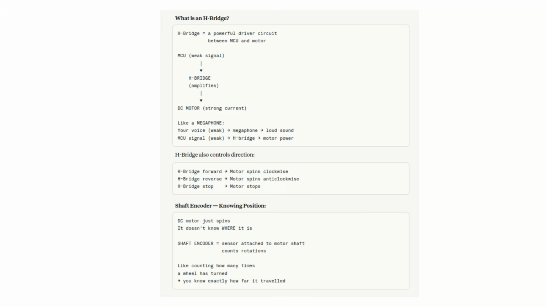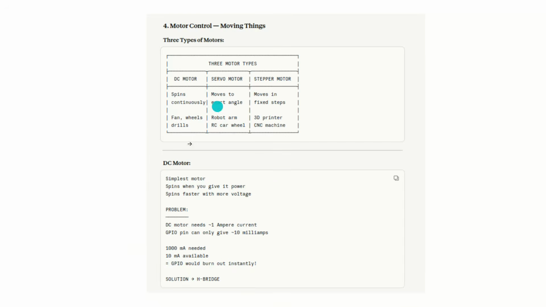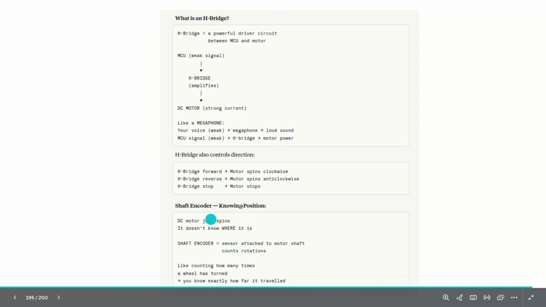Now the H-bridge can also be used to control the direction. H-bridge forward means our motor would spin in a clockwise direction. H-bridge reverse means our motor would spin in an anti-clockwise direction. H-bridge stop means the motor stops. So instead of using GPIO pins directly for a DC motor, we use an H-bridge.